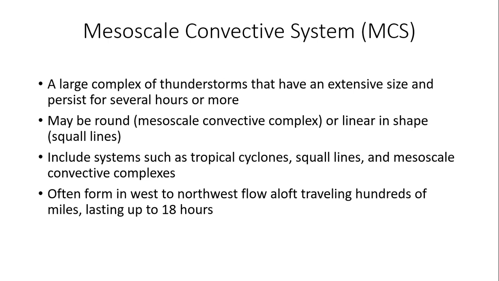Mesoscale convective systems can also include tropical cyclones, believe it or not. They often form in west to northwest flow aloft, and they travel hundreds of miles, and they can last as long as 18 hours. So this is not your normal thunderstorm on a summer afternoon.